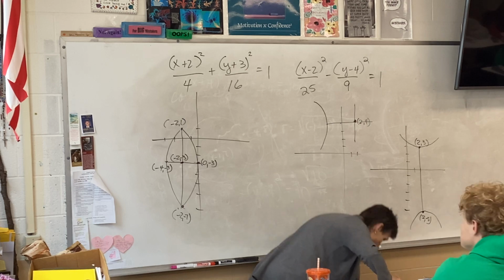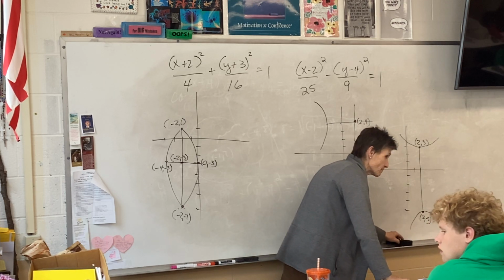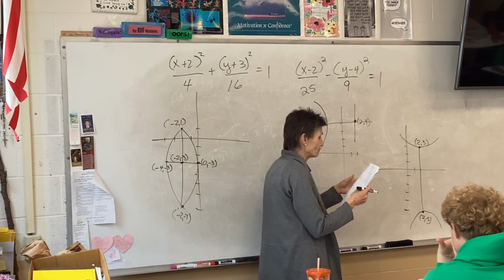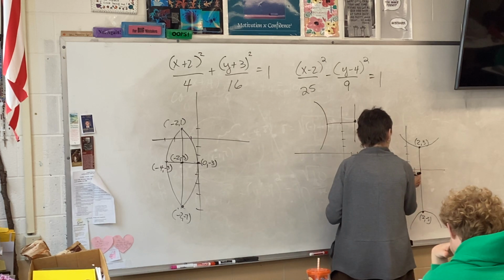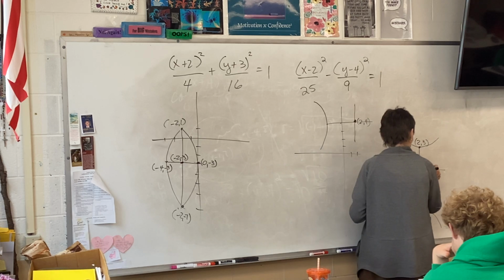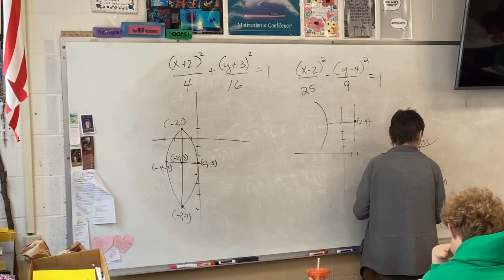The endpoints of the transverse axis are the vertices. The conjugate axis is 0, -1, and 4, -1. Okay, that's the conjugate axis.